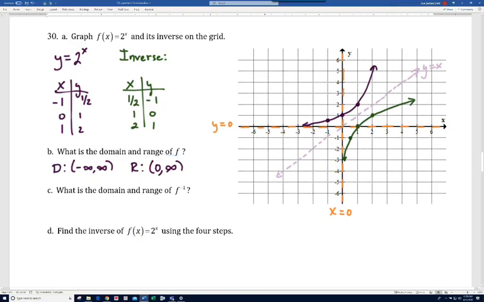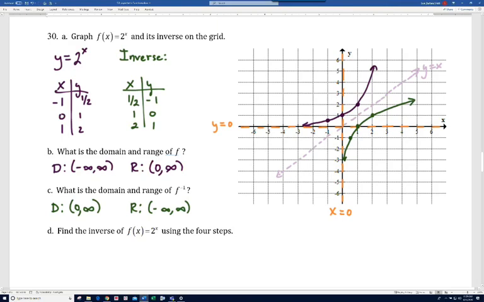What is the domain and range of the inverse? Well, remember what we discussed when we talked about inverses. The domain and range are just going to be flipped here. So domain will be 0 to infinity, and the range will be all real numbers. And you can double check that if you look on the graph. You can see that it's true.